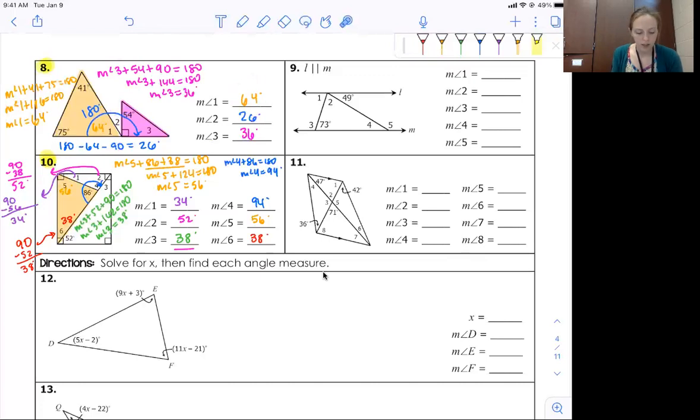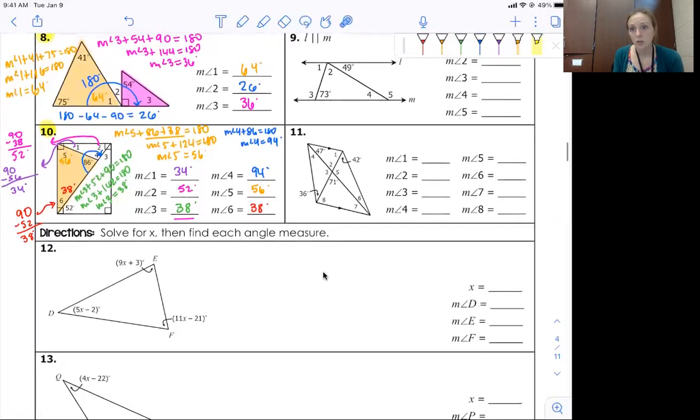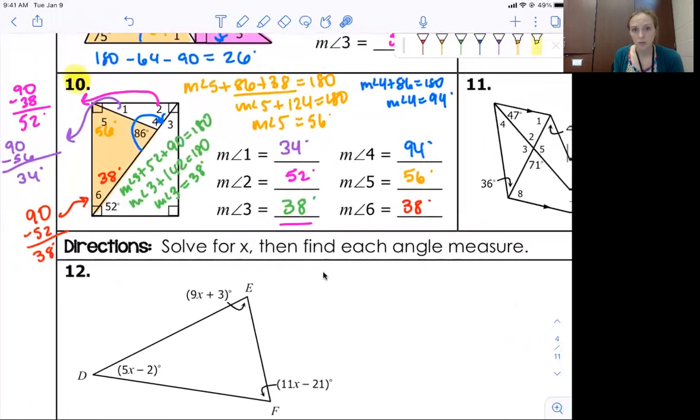And then for angle 3, it's inside of this pink triangle. So I did angle 3 plus 54 plus 90 equals 180 because that's the triangle angle sum. And I got 36 when I solved for angle 3. 10 is kind of a doozy, so I'll go through a little bit here. Luckily, there's a lot of 90-degree angles in number 10.